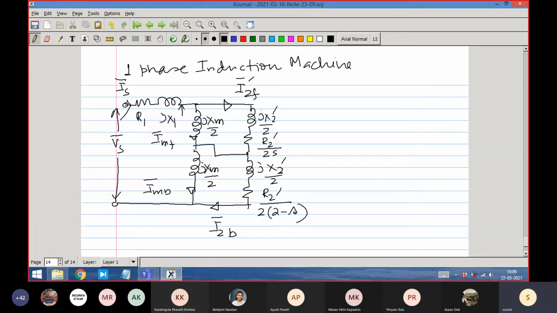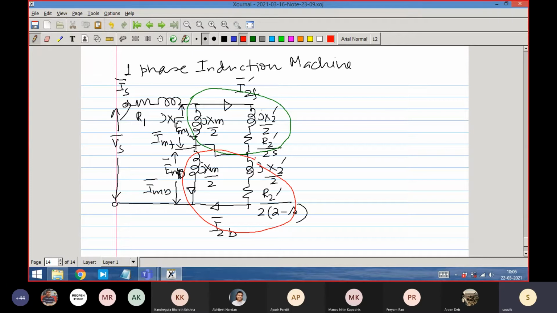This is the voltage, EMF, corresponding to the forward magnetic field. This is the voltage corresponding to the backward magnetic field. So this is one machine and this is another machine. Our concept is like this. So in a sense, we have two rotor currents.